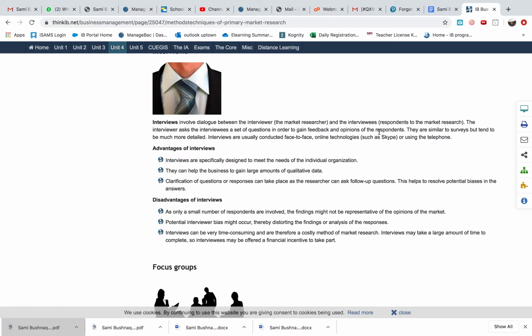Interviews, that's a dialogue between an interviewer, which is usually the market researcher, and the interviewee, which are the respondents, or whoever you're trying to get the information from. The interviewer asks questions to interviewees, a set of questions to gain feedback on opinions of the respondents. So they're similar to surveys, but tend to be a lot more detailed. Interviews are conducted usually face-to-face, although online technology like Skype is starting to allow us to use more technology for this. The advantages are that they're specifically designed to meet the needs of an individual organization.